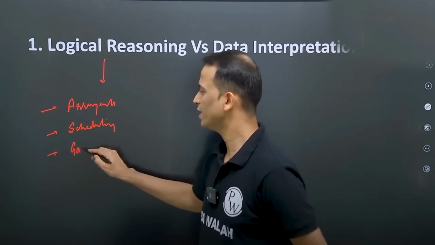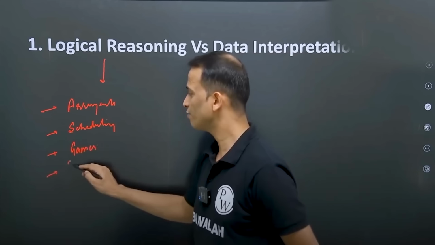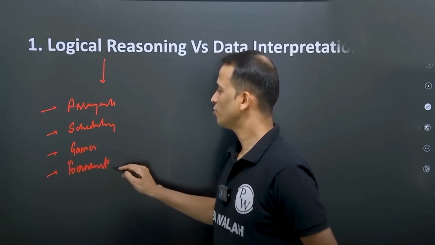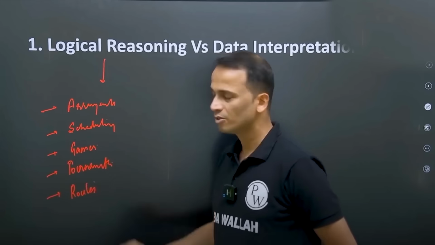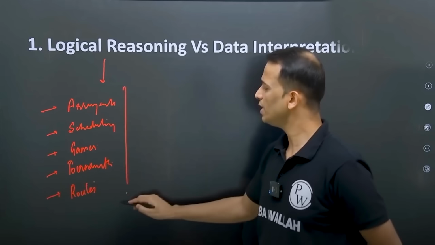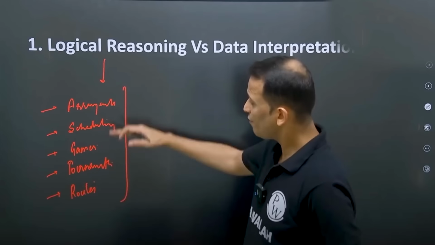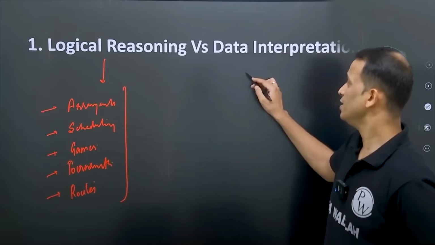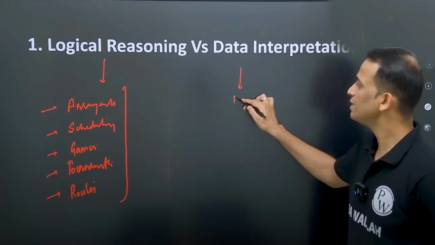Then we have games, which we have seen last year. We have questions on tournaments, right? We have questions on routes and networks. So these are some common areas that are tested under logical reasoning. So are we good at all these topics or not, right? Then in data interpretation, you may get different types of sets like missing data.